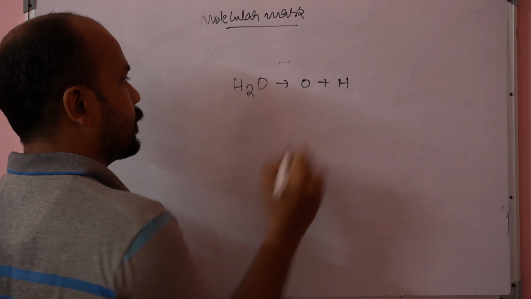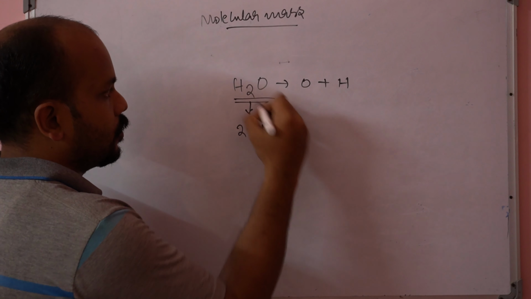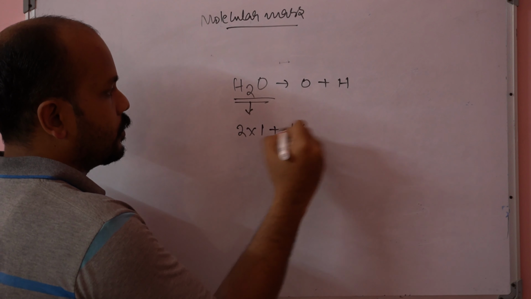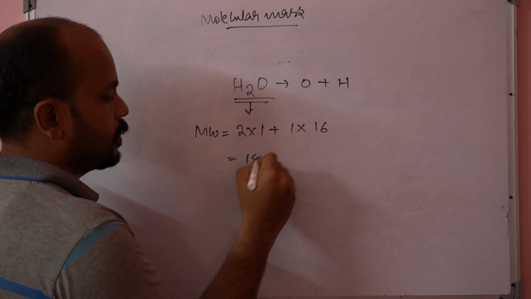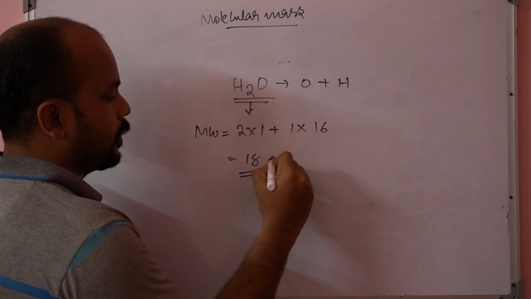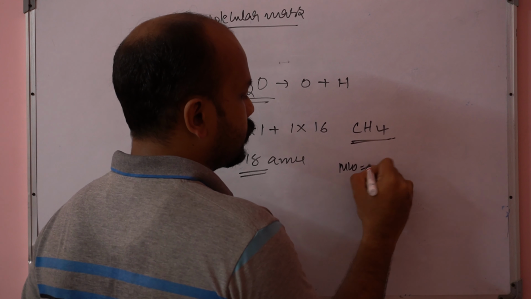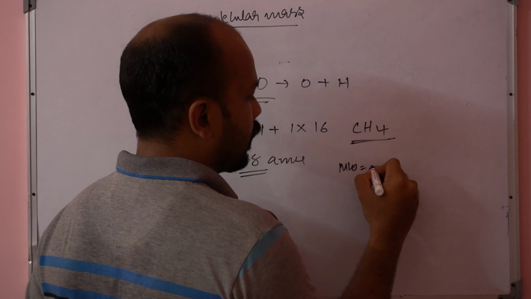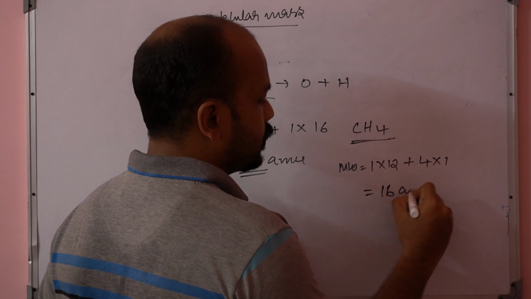There are 2 hydrogen atoms, each with atomic mass 1, and 1 into 16, since almost 16 is the atomic mass of oxygen. So we get around 18 atomic mass units. And if you calculate the molecular mass of CH4, the molecular weight is carbon 1 into 12 plus 4 into hydrogen, whose atomic mass is 1, so it is going to be 16 atomic mass units.